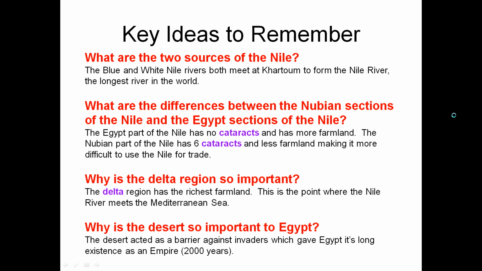Why is the Delta region so important? The Delta region has the richest farmland. This is the point where the Nile River meets the Mediterranean Sea. Why is the desert so important to Egypt? The desert acted as a barrier against invaders, which gave Egypt its long existence as an empire, 2,000 years.